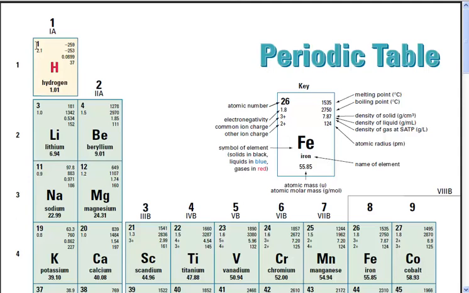So the atomic number, you've got the symbol, you've got the name of the element, and there's a couple of other things like these. It says the common ion charge and the other ion charge. We're going to pay particular attention to that as we go through some of these chemical formulas. So this is what we're working with right now. So I'm going to go back to our chemistry review.